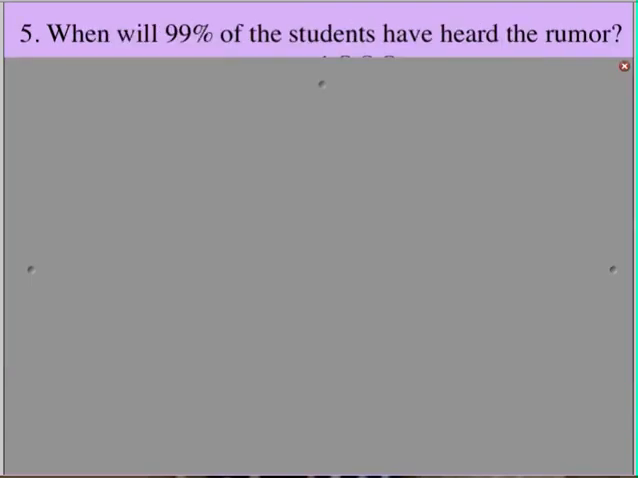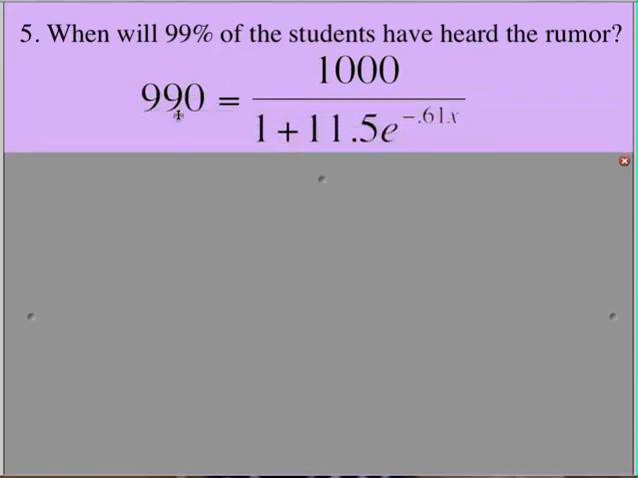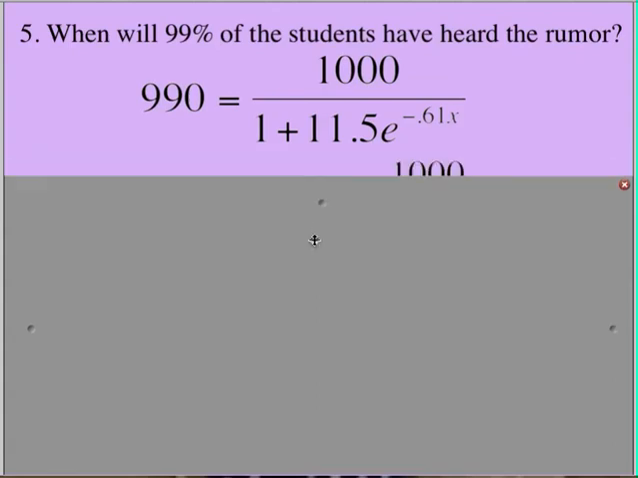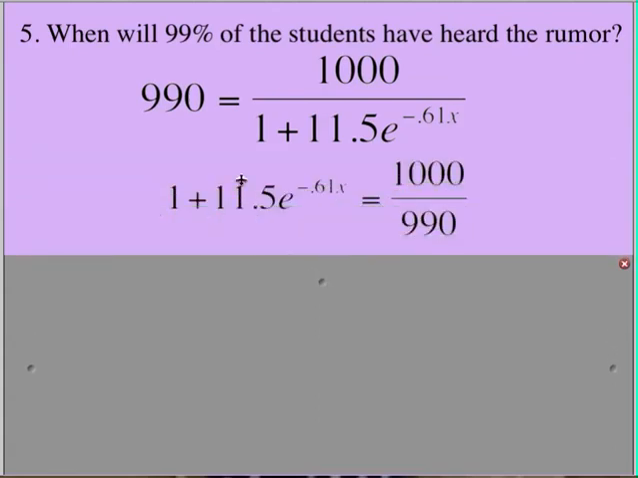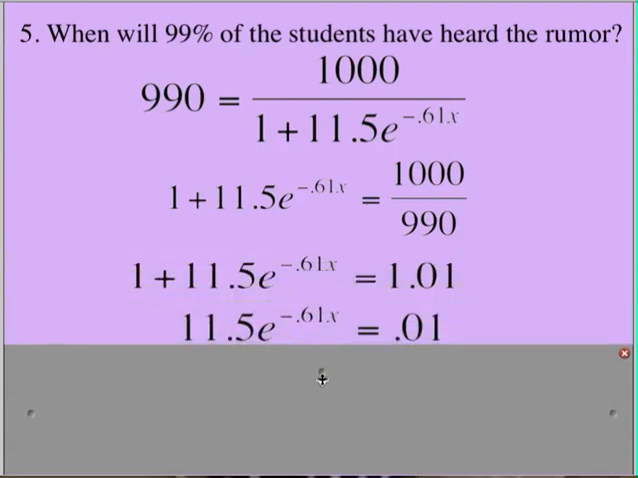And then the last question is, when will 99% of the students have heard the rumor? Well, the population is 1,000. 99% of 1,000 is 990 students. So I'm going to plug that in for y and solve for x. Since I'm asking a when question, that means I'm solving for time. Then I have 1 plus, remember you can swap the left side with the bottom anytime you have a variable on the bottom. So 1 plus 11.5 e to the negative 0.61x equals 1.01.